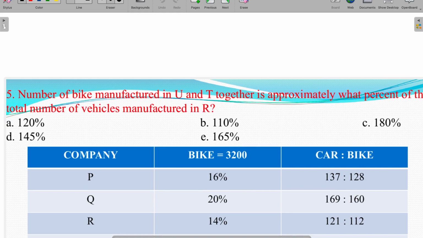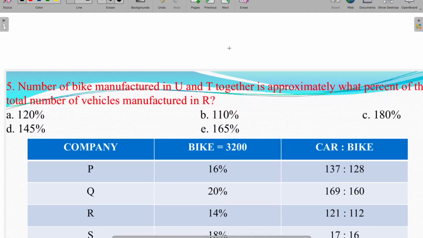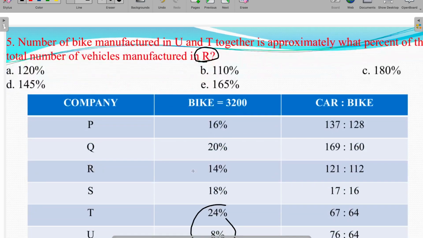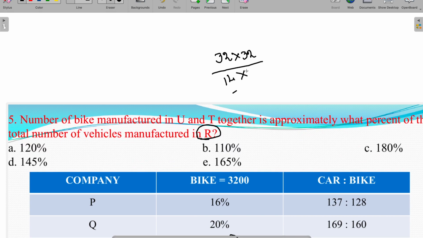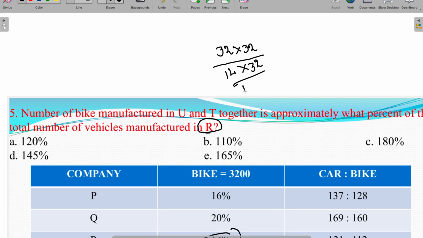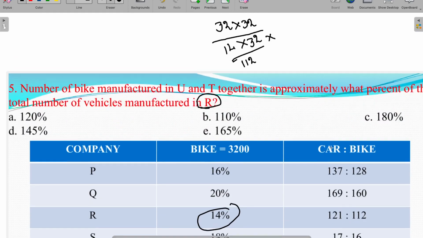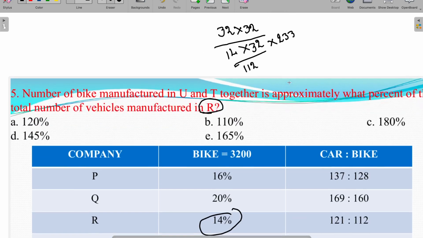Number of bikes manufactured by U and T: 32 percent of 3200, that is 32 into 32 divided by what percent of total vehicles manufactured by R. R is total vehicles, that is 14 into 32, equal to bikes. Bikes will be 112, but I want the total number of vehicles, that will be 233.